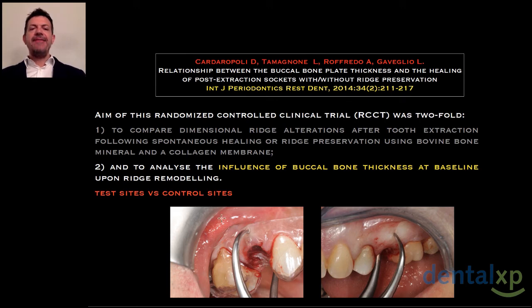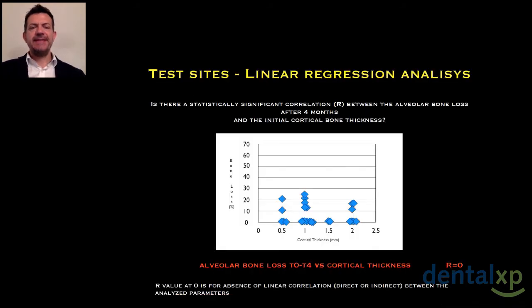And then we also wanted to analyze the influence of buccal bone thickness at the baseline upon ridge remodeling. This is the test that we performed. It is a linear regression analysis in order to understand if there was a statistically significant correlation between the alveolar bone loss after 4 months and the initial cortical bone thickness. In the test group, the answer was no.